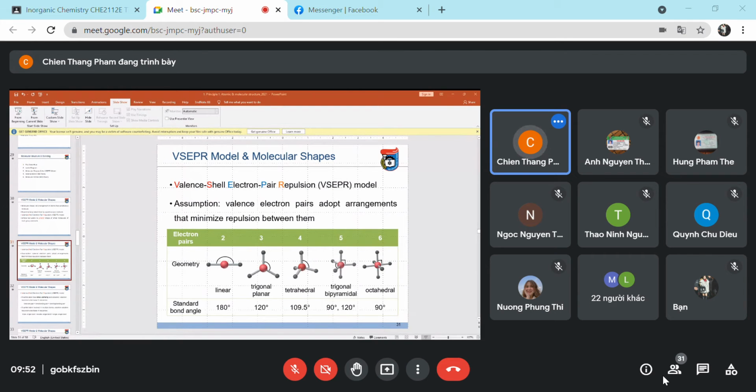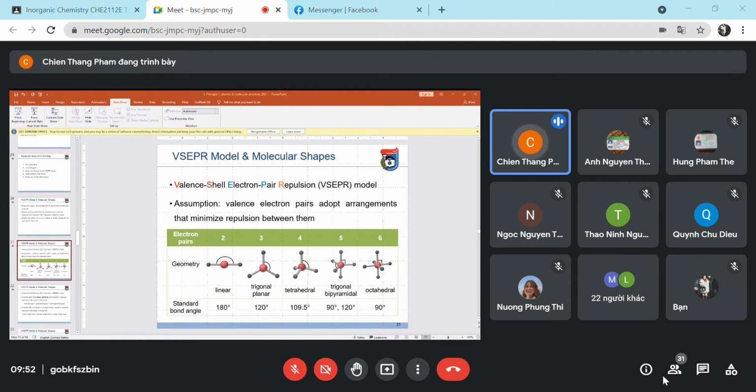For the 6 electron pair, the molecular shape is octahedron. You see, it's octahedron. It's not a triangle, it's not a tetragonal bipyramidal. The name is octahedron.